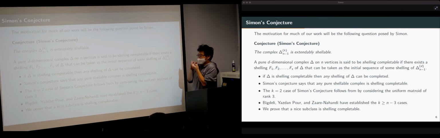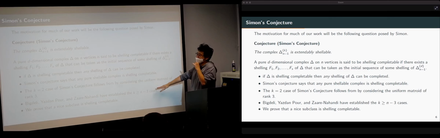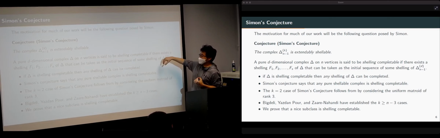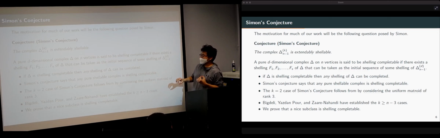And for the codimension 2 case, it was already proven, and there is actually a very nice graph theoretic reason why this is true. So long story short, up until dimension 2 and codimension 2, it's already been done. But starting from the dimension 3 and codimension 3 case, the conjecture is just wide open.